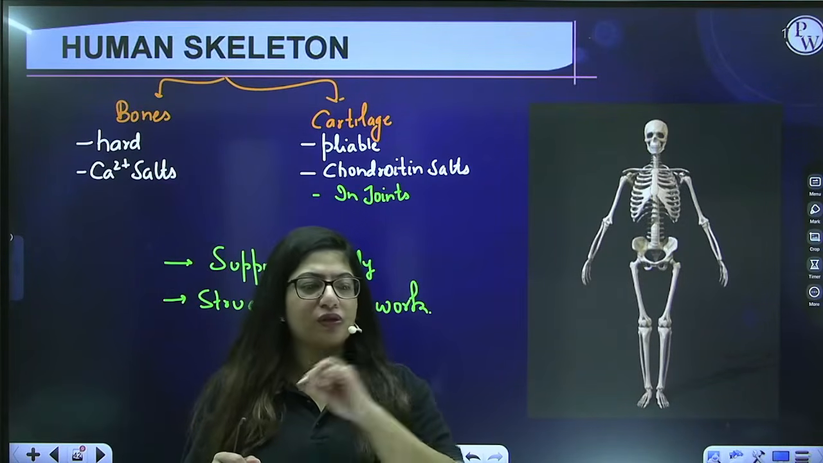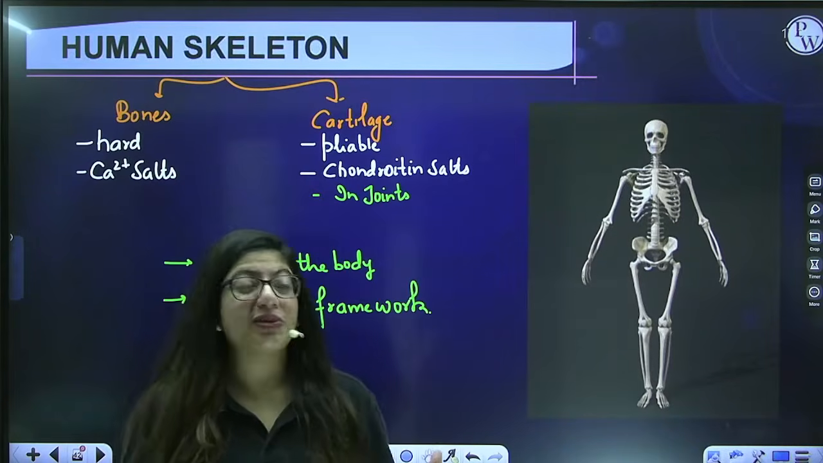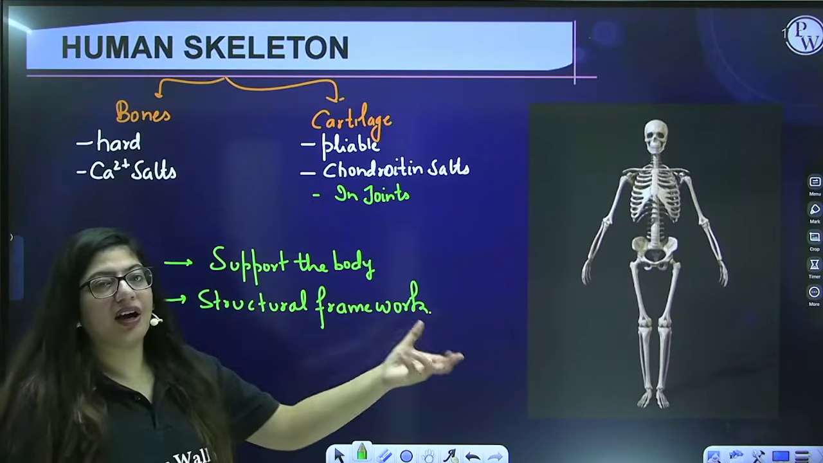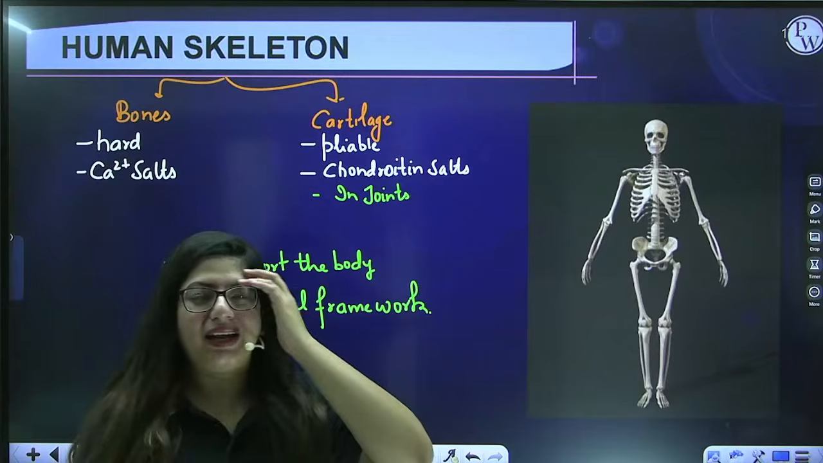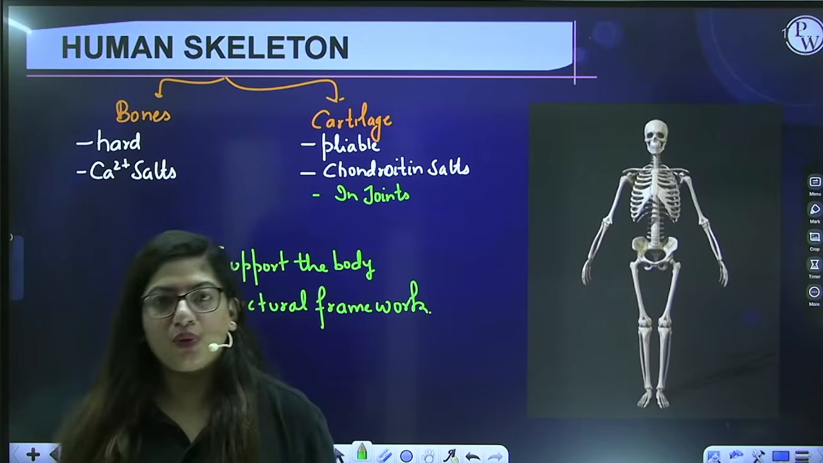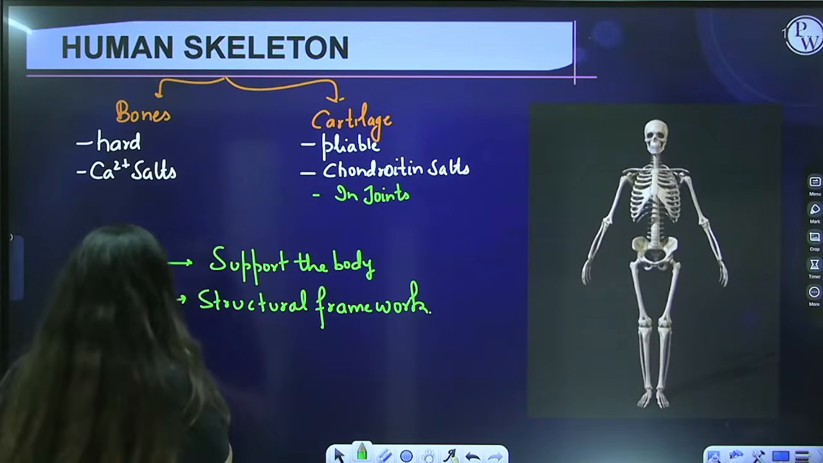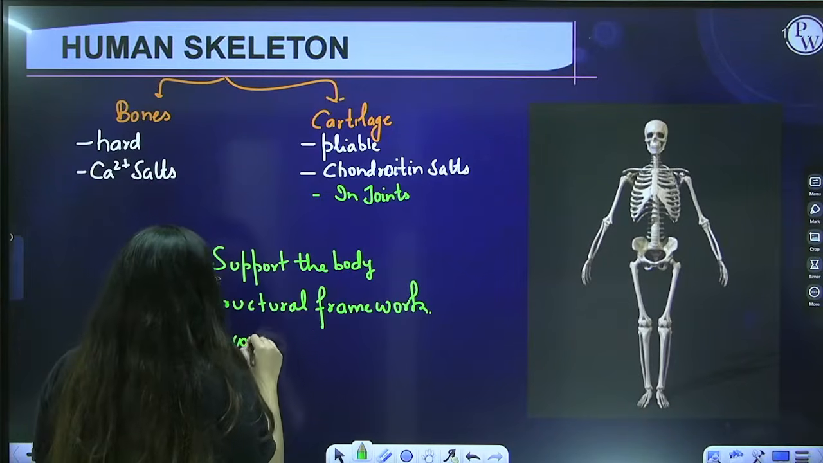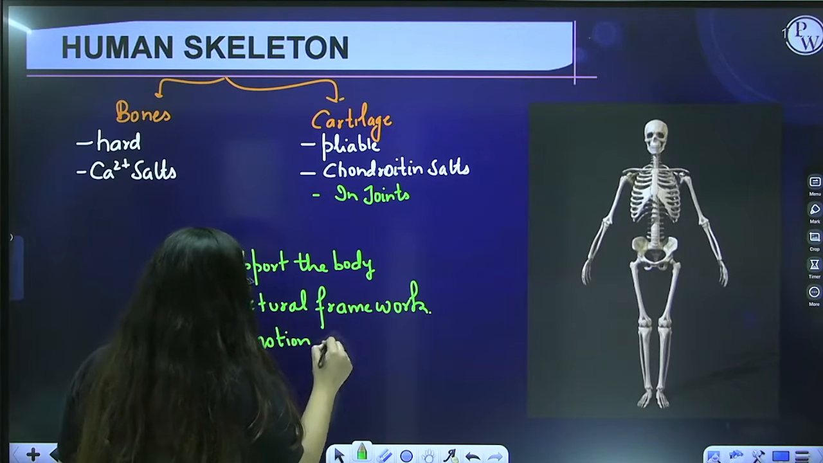In Hindi, you call those iron rods as sariya, right? So this is like your sariya, and it will provide the structural framework and it will support the body. Fine. And it also helps in locomotion and movement.